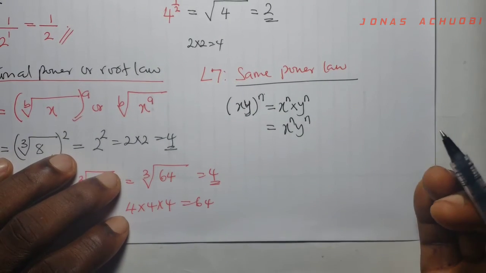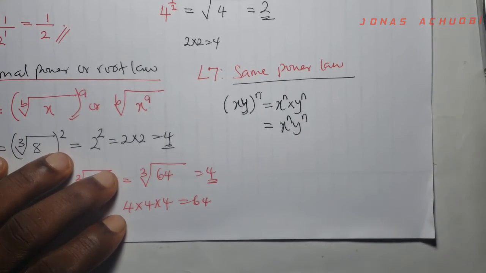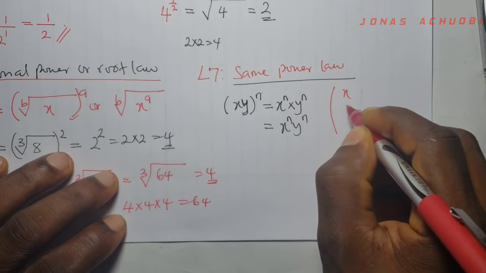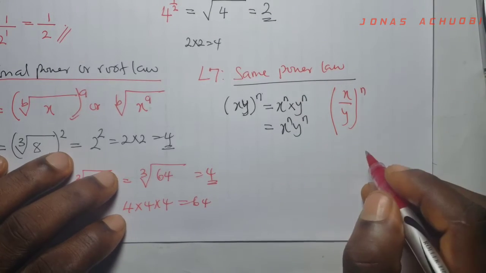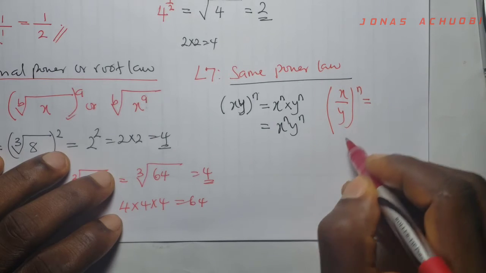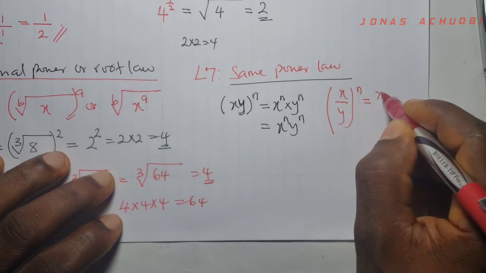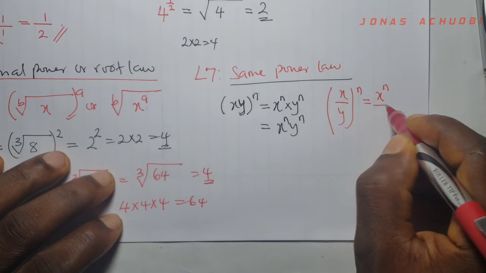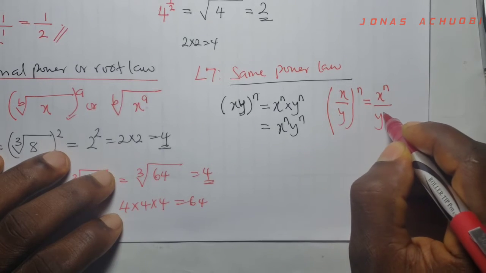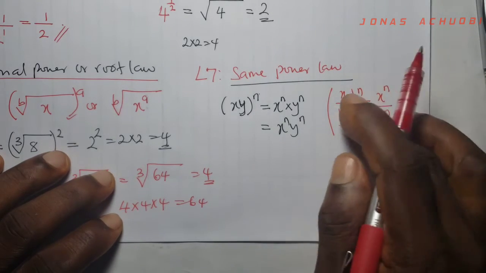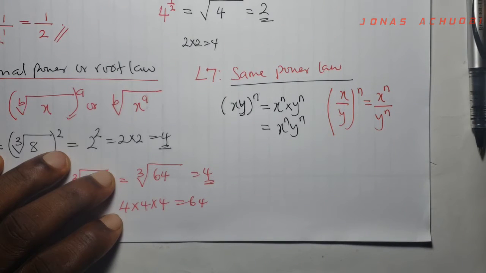This also applies in a case of division. For example, if what we had here was x divided by y all raised to power n, the same thing. So we can split this up. So the numerator is x, it will take power n, divided by the denominator is y, it will also take what? Power n. So these two things are one and the same.